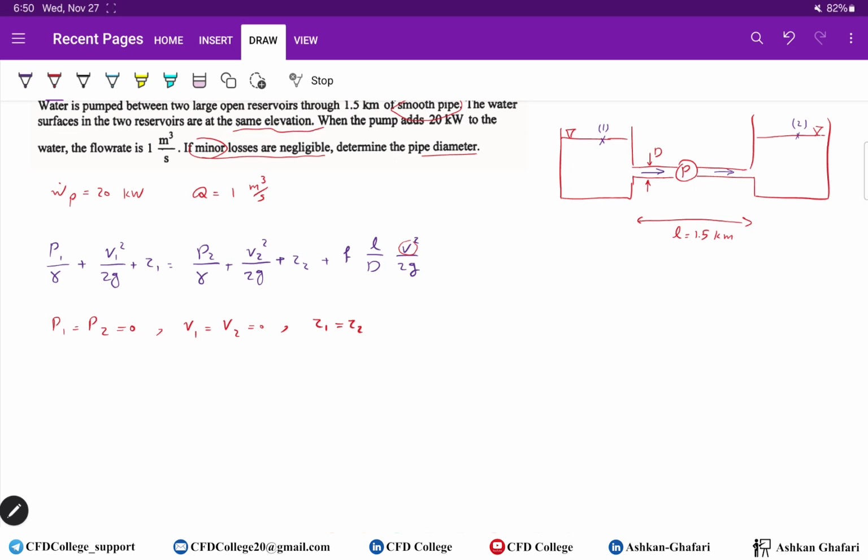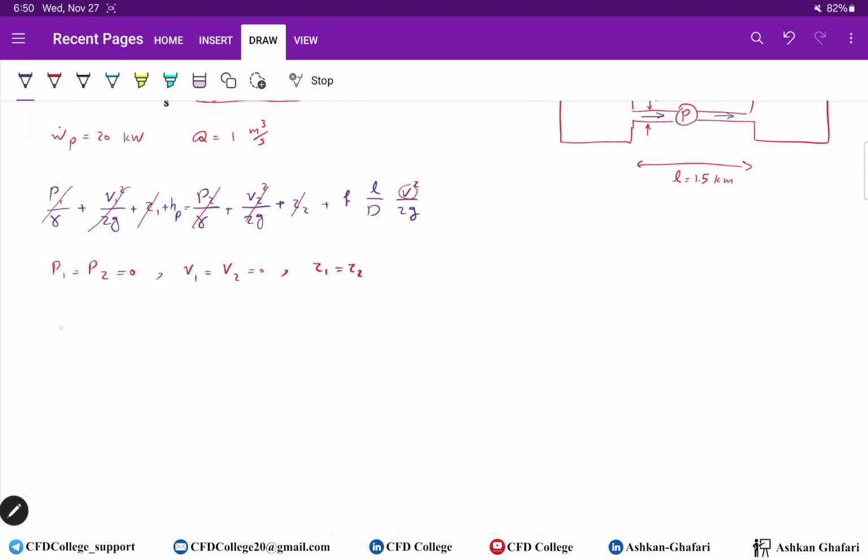So all terms, what do we have here? Oh, sorry, I forgot HP. We have a pump in between. So all of these terms are zeros except these two. HP equals fL over D V square over 2g. This velocity is the velocity we have in the pipe. So we have to use the flow rate to calculate it, and we have to use the net power of the pump to calculate HP.